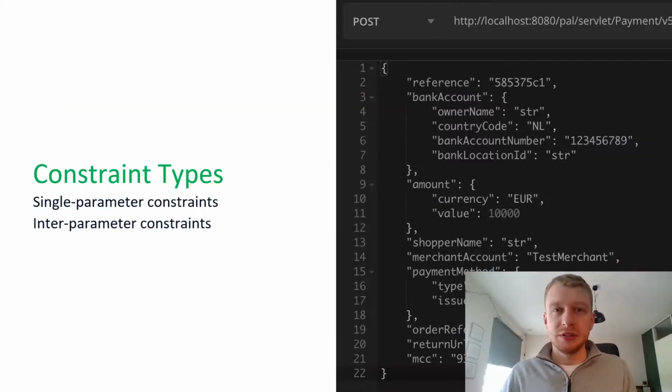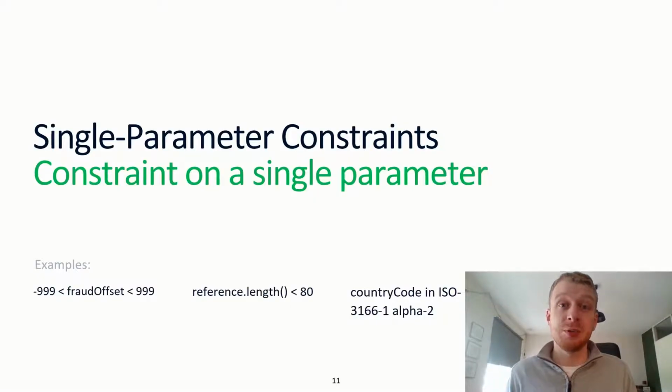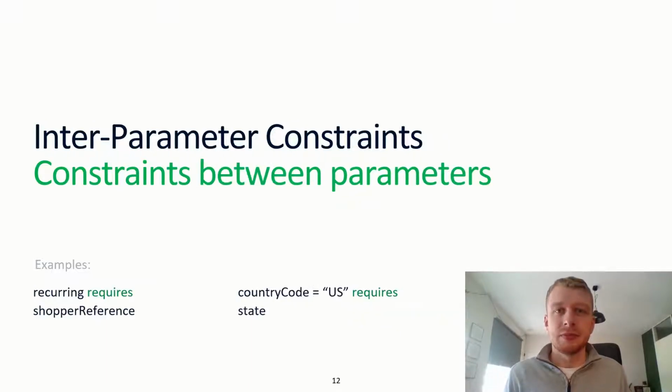I distinguish between two types of constraints. There's interparameter constraints and there's single parameter constraints. So single parameter constraints, they apply on a single parameter. So things like restrictions on the length, maybe the format. And then there's interparameter constraints, which are constraints between 2 or more parameters.